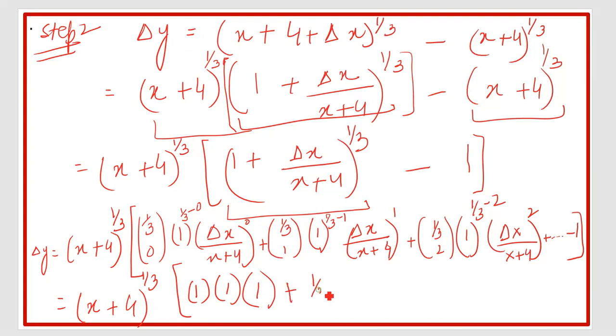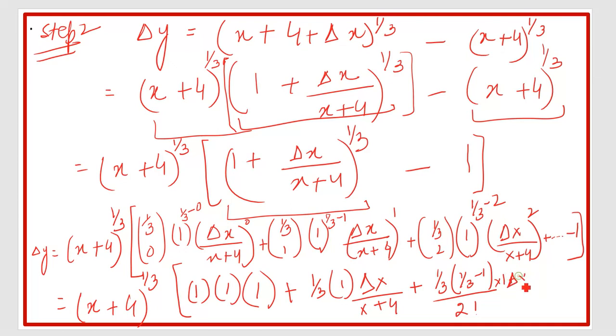nC1 means n divided by 1 factorial, so there is no need to write down 1 factorial. This would be again 1. But here we have, this time, delta x over x plus 4. This is nC2. It means n into n minus 1 divided by 2 factorial. It would be 1. If you want, I can write it down for you.